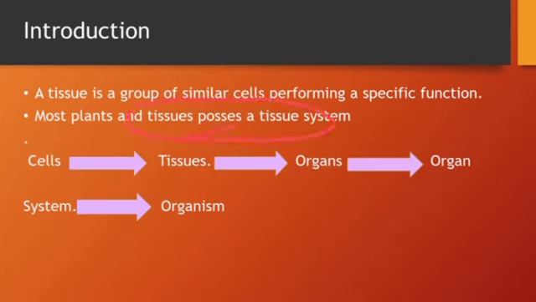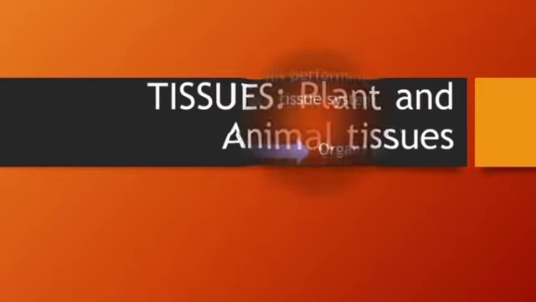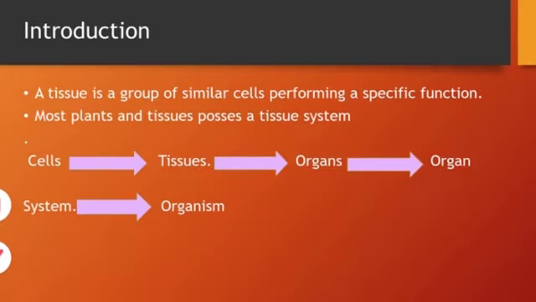Now, as we go to the basic idea, first of all, the cells are the smallest unit of any living organism. So when these cells work together, they join together, they form tissues. When the tissues work together, they coordinate together, they form organs.